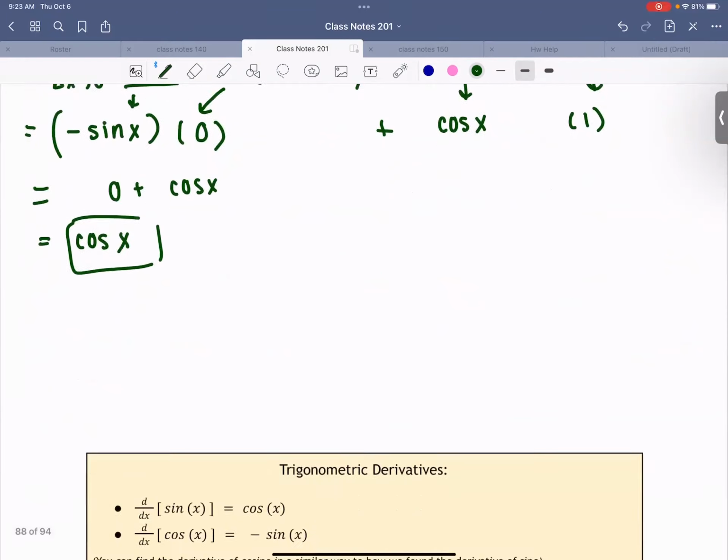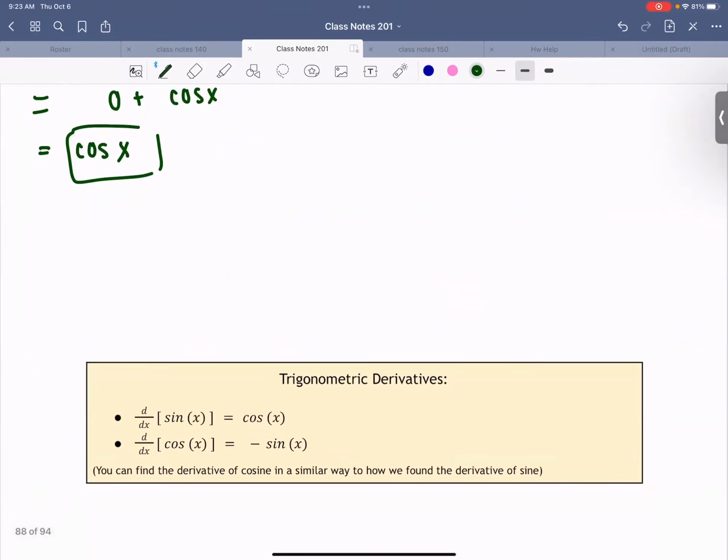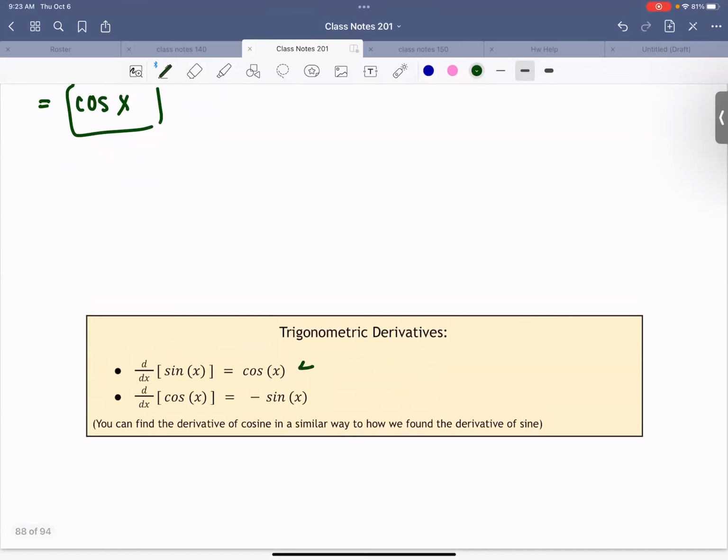Okay, so two trig derivatives that I want you to memorize. If you don't memorize them, you have to do the limit definition, and I know you don't want to do that. So let's actually memorize these. The derivative of sine is going to be cosine, and the derivative of cosine is negative sine. You can find this using the same way, so you can use limit definition to find this, okay? Kind of weird that the derivative of cosine is actually negative, but that's just how it is. Okay. Any question on these two derivatives? I want you to memorize these.